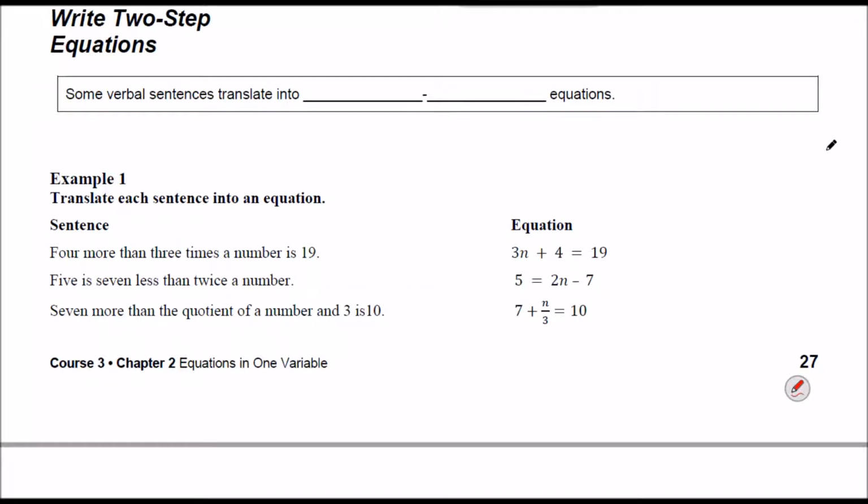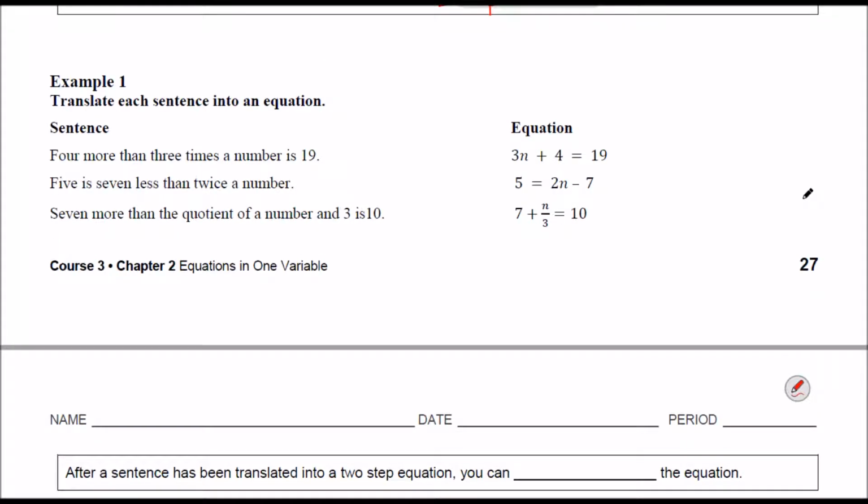So it says some verbal sentences translate into 2-step equations. All right? And here in example 1, it says translate each sentence into an equation. Okay? So if we read these, we're going to kind of point out some of those important words. More than, okay, so more than means addition. 3 times a number means multiply.